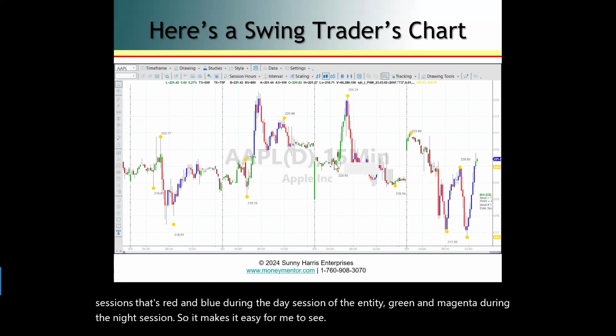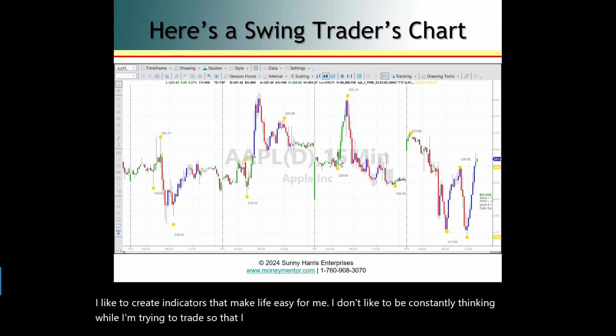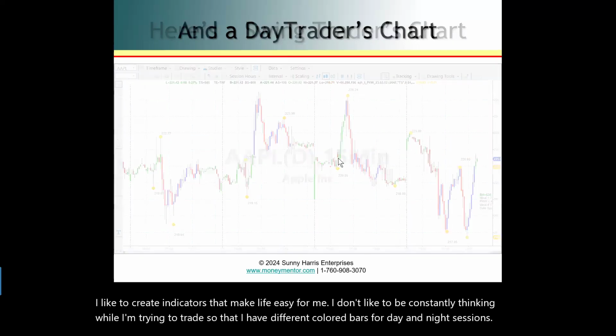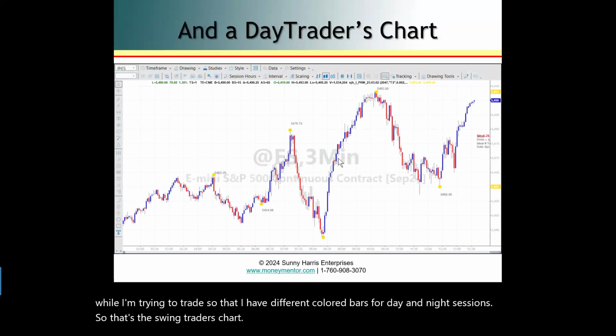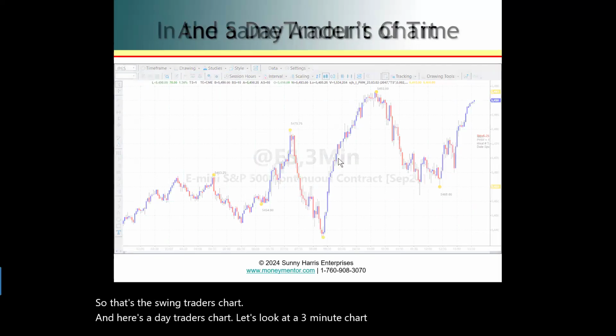I like to create indicators that make life easy for me. I don't like to be constantly thinking while I'm trying to trade, so I have different colored bars for day and night sessions. So that's a swing trader's chart. And here's a day trader's chart. Let's look at a 3-minute chart with the yellow dots.